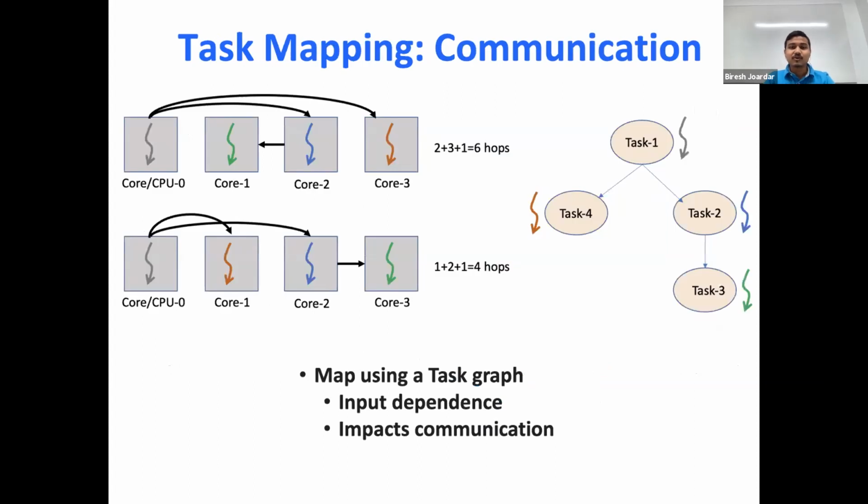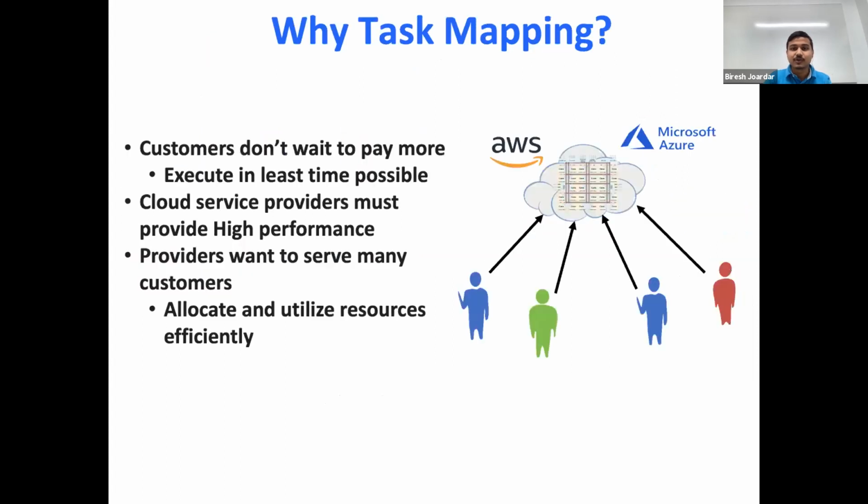Also, task mapping also impacts communication. So if I know that tasks communicate in some way, let's say task 1 communicates with 2 and 4, but not with 3, then if I do the naive mapping as the top one, I end up traveling 6 hops to do the same amount of communication. But I could do better with the lower mapping. So now I'm doing the same amount of communication, but by traveling just 4 hops. So I have improved the time it takes to communicate by 1/3. So task mapping helps in a variety of ways.